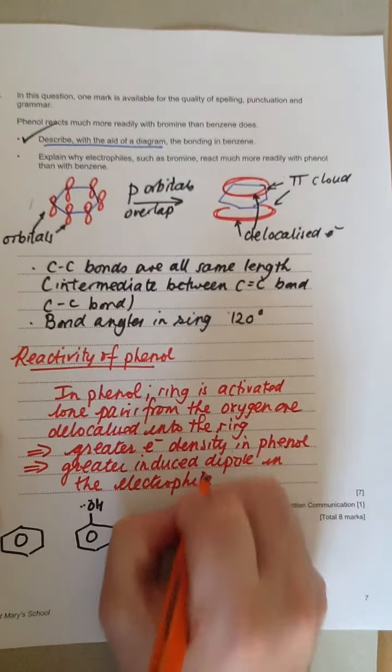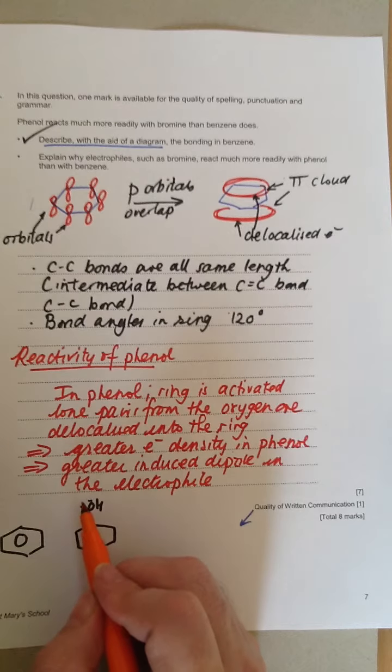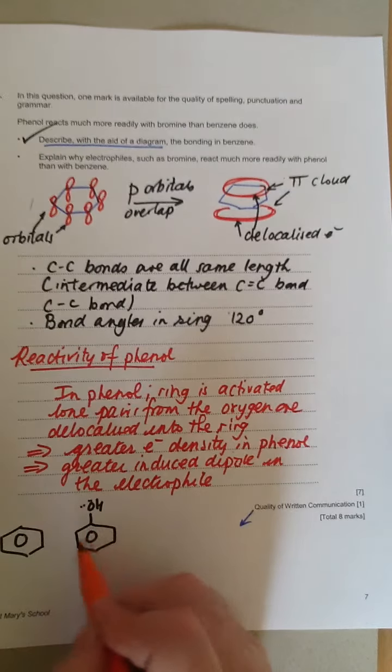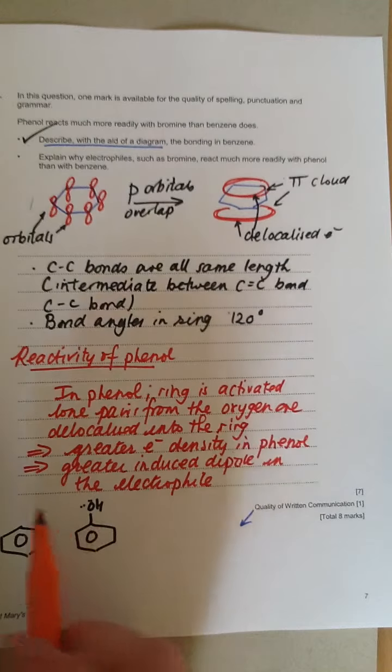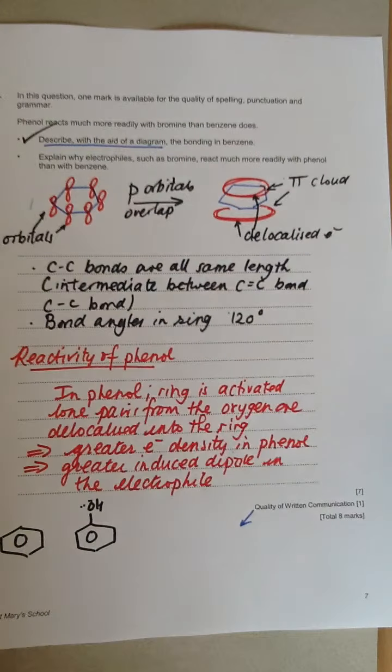Why is that? Well, the reason is that those lone pairs in the oxygen get sucked into the benzene ring. That means there's a greater electron density. It polarizes the electrophile more readily than it does with benzene, which means phenol reacts more readily with an electrophile than benzene does.